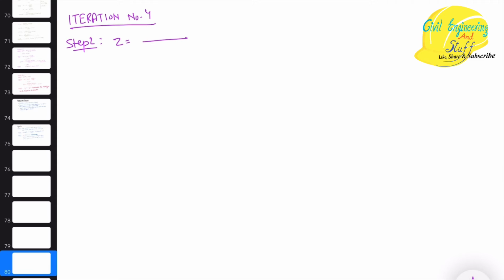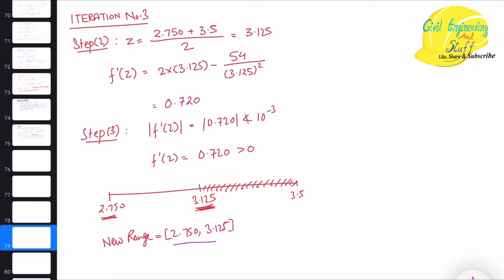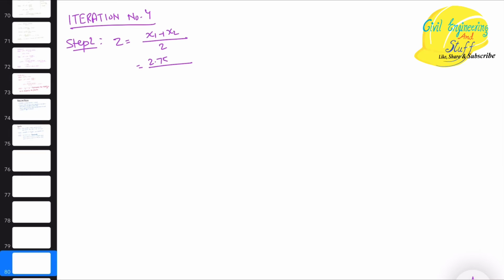z is equal to (x1 plus x2) by 2. Our x1 and x2 points from the previous step are 2.750 and 3.125, right? 2.750 plus 3.125 divided by 2. So this comes out to be how much? 2.938. Okay, we have to find f dash z. 2 into 2.938 minus 54 divided by 2.938 square. Put the value of z in equation number 1, so solve it and see what is the value of f dash z. You will observe that it is minus 0.383, right? We have completed our step 2.